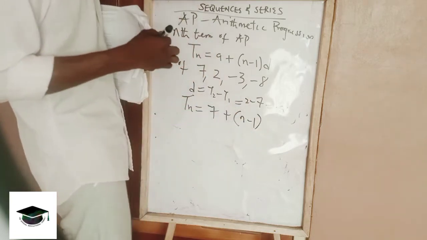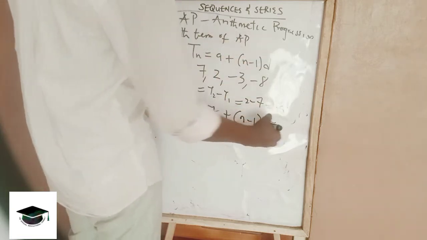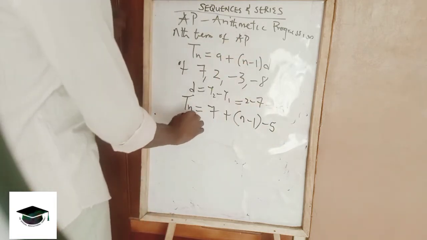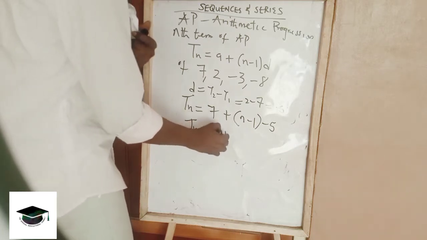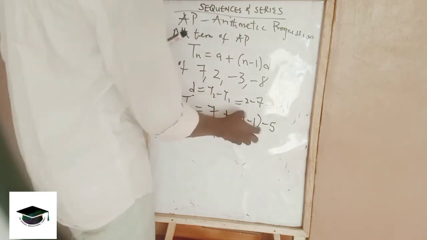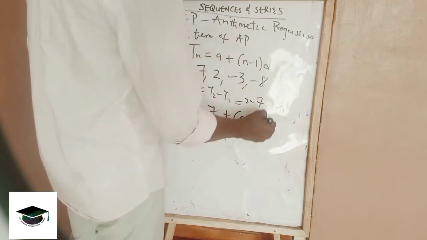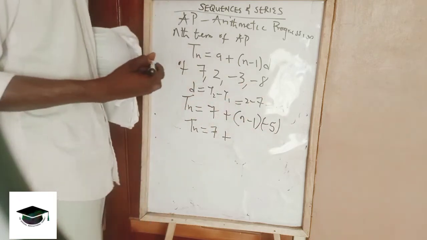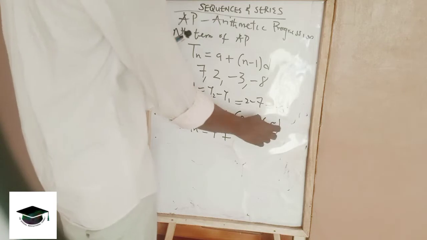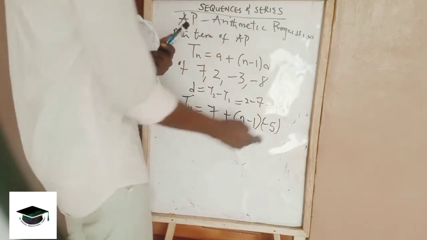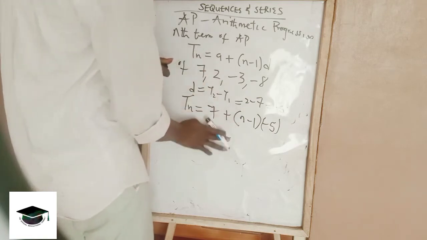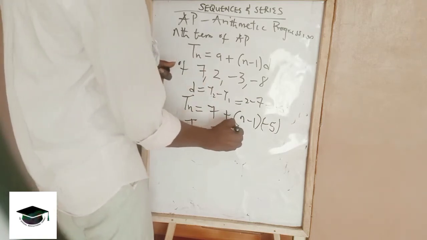Close bracket. Then what's your common difference? That's minus 5, right? So that's going to be what? Tn equals to 7 plus. Now you can see that there's no difference, this is just minus 5 here. It's not that this bracket is minus 5. No, it's just minus 5. So that means you will use this minus 5 here. Whatever your common difference is, you will use it to expand this bracket. So minus 5 times n, that will give you minus 5n.